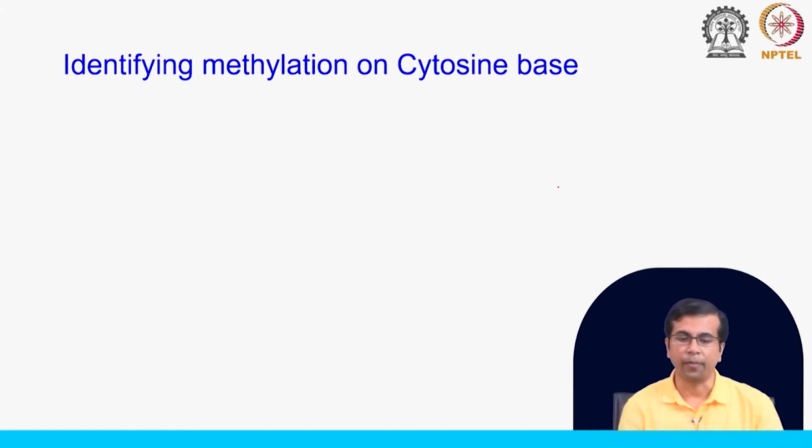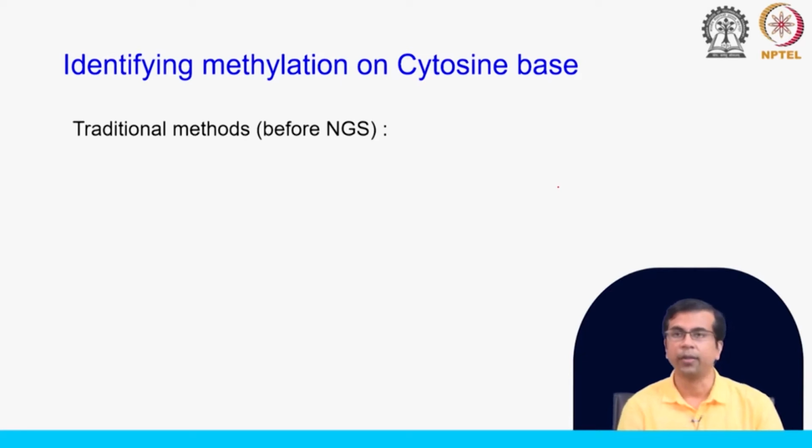Let us first focus on this cytosine base and how we can identify methylation on cytosine base. This has been an area of interest because these modifications were quite common, and they appeared in the CpG islands of the promoters in the mammalian genomes. The presence of these modifications actually had a silencing effect on the gene. That is why researchers wanted to study these modifications in the CpG islands mostly.